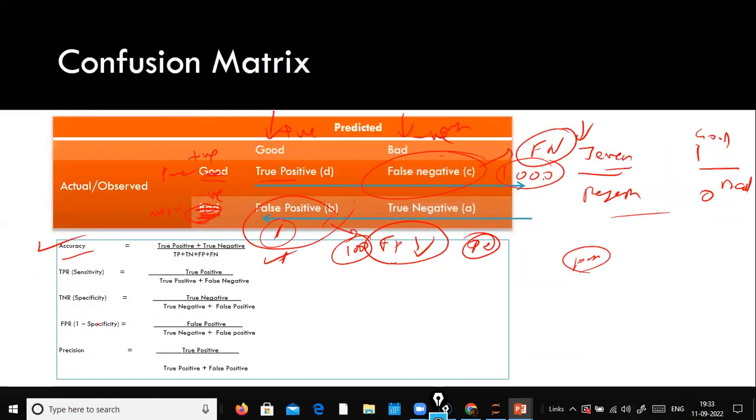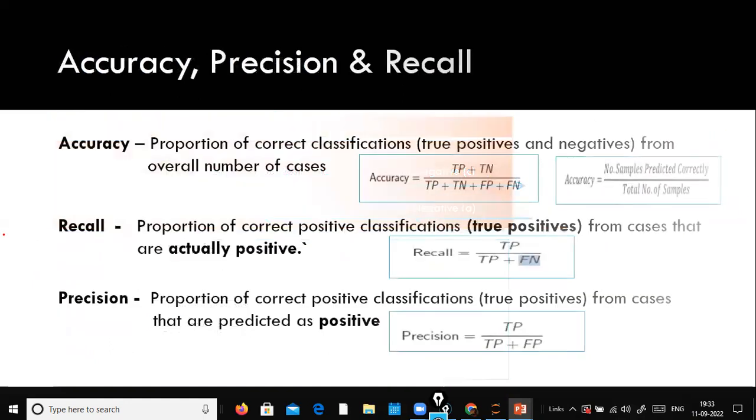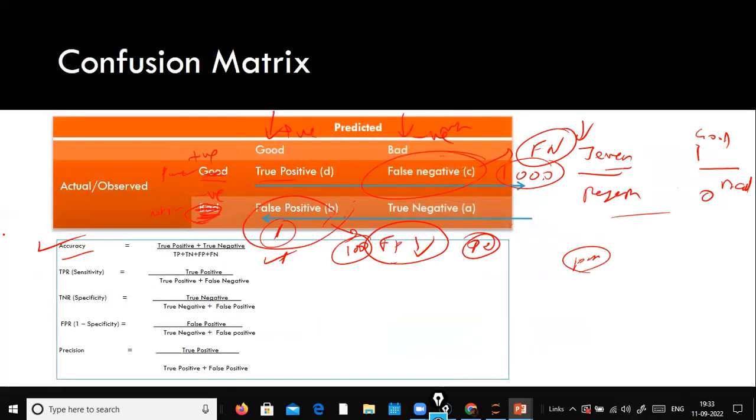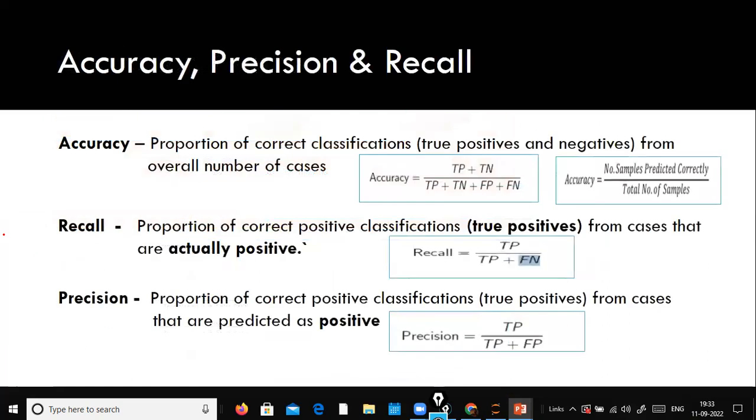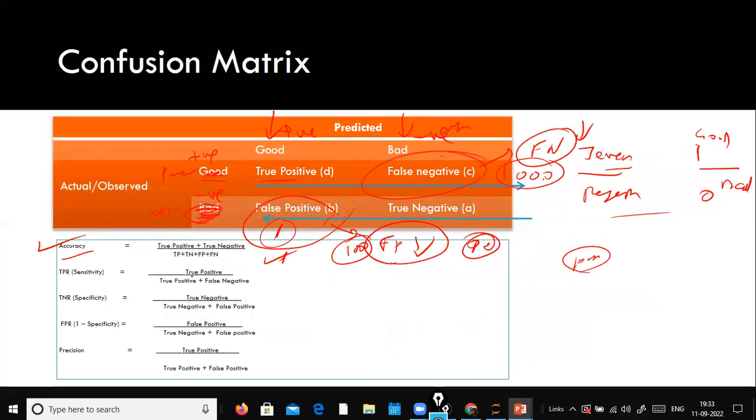Look here. I have mentioned everything here. But recall is something like this. What is the recall? TP divided by TP plus FN, right? TP divided by TP plus FN. The sensitivity is also called recall. Okay, recall.